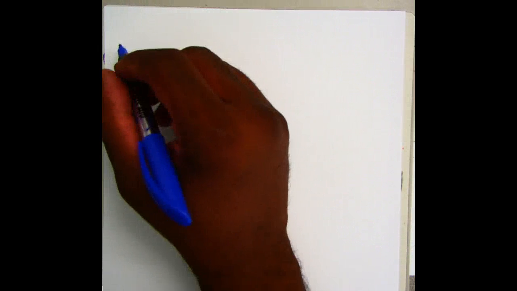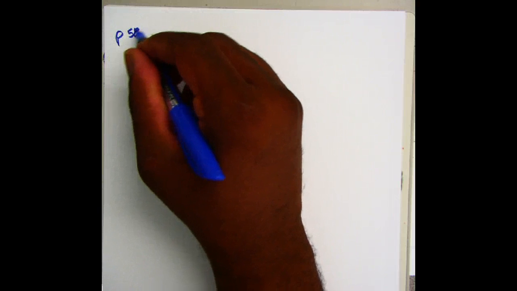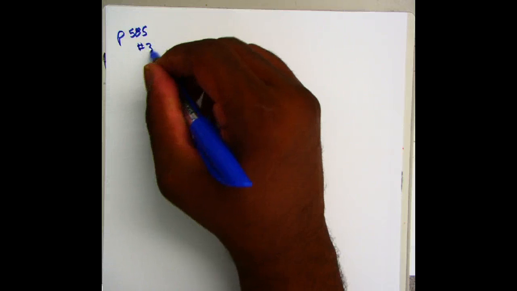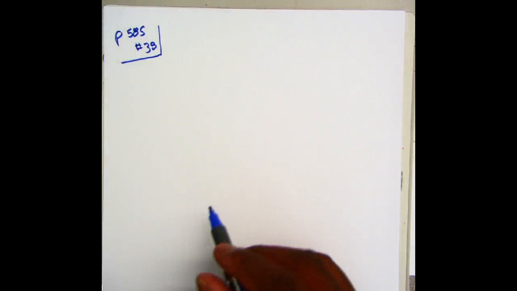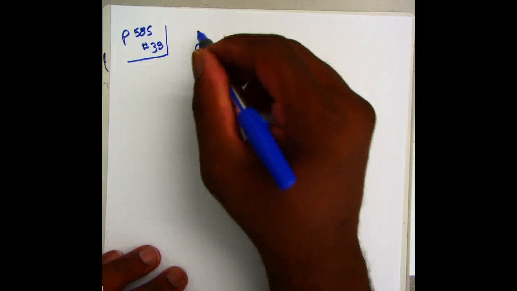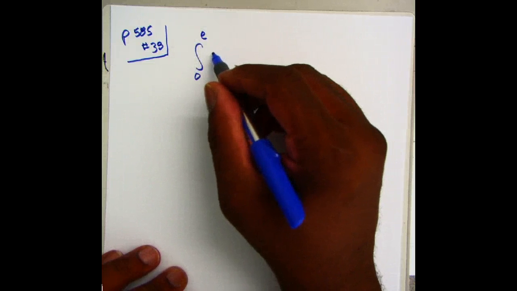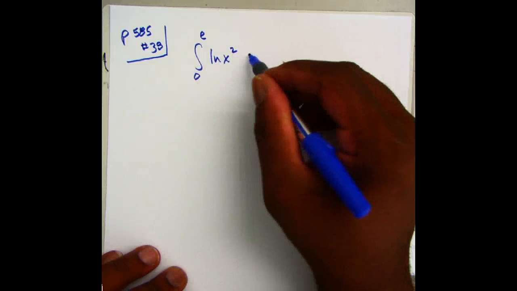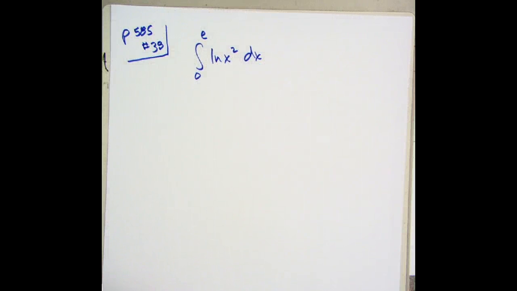All right, let's take a look at an example. Here is number 38 from page 585. All right, so we're taking the integral from 0 to e of natural log of x squared dx. Okay.